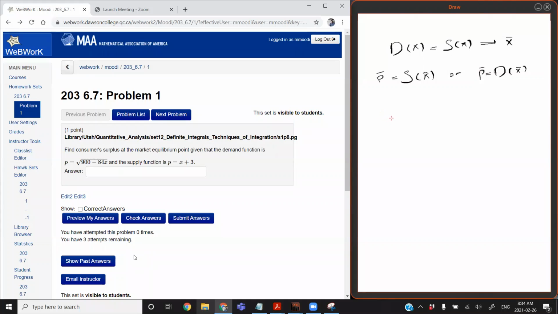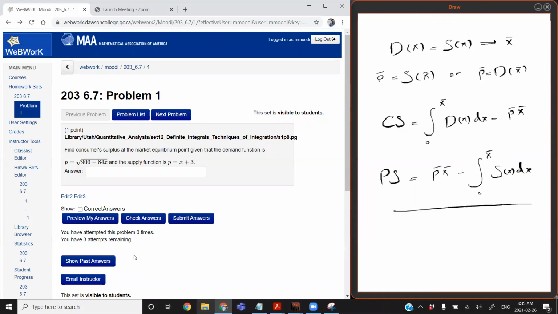So you have to make these two functions equal, solve for x bar, and when you have x bar, you plug x bar into either S or D, and that will give you P bar. Then the consumer surplus is going to be the integral from 0 to x bar of D of x dx minus P bar x bar, and the producer surplus is going to be P bar x bar, which is the area of that rectangle, minus the integral from 0 to x bar of S of x dx. So work on these problems. Let me know if you need help.